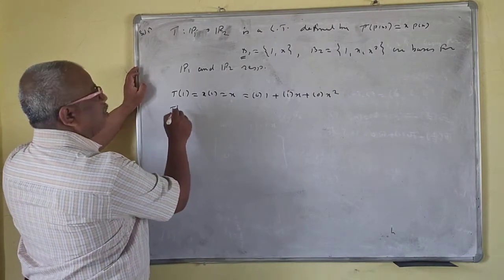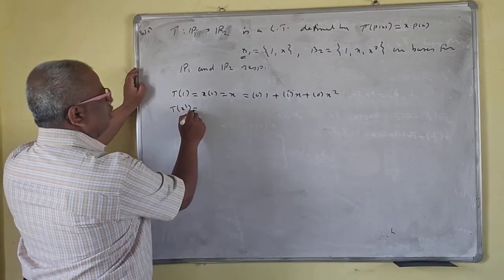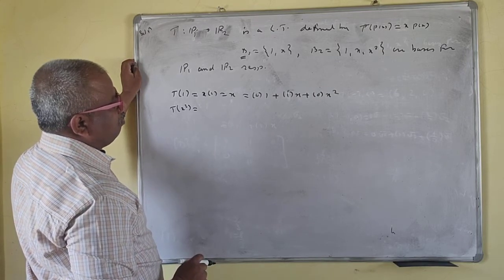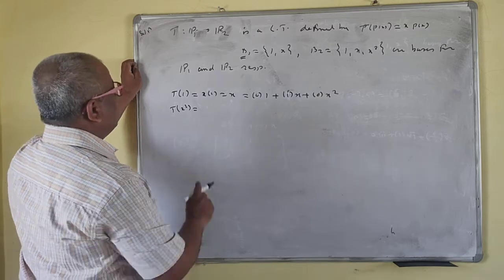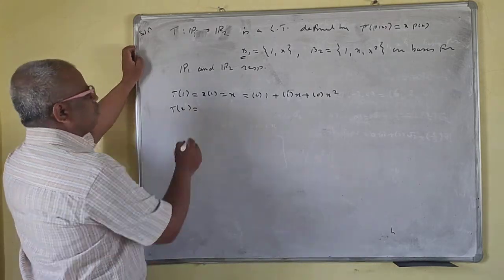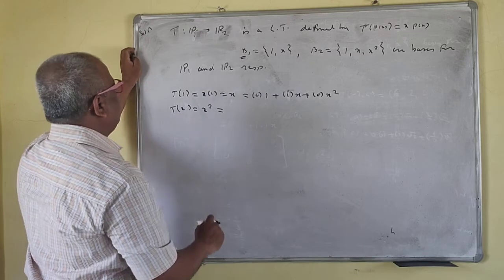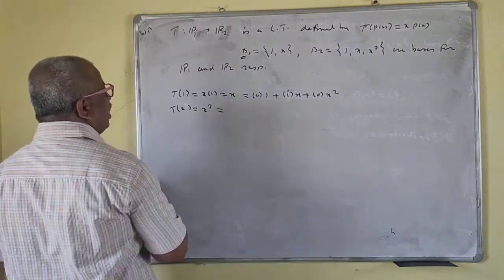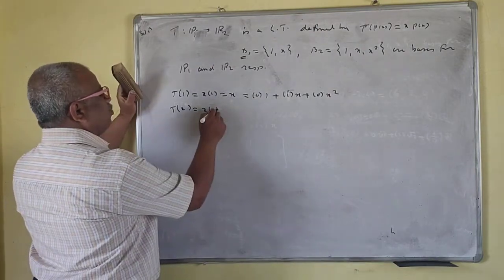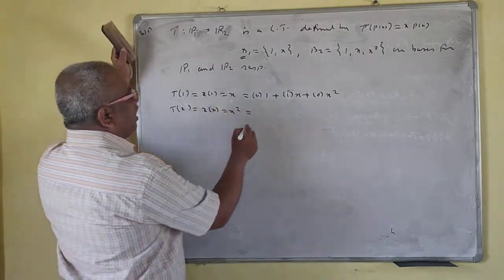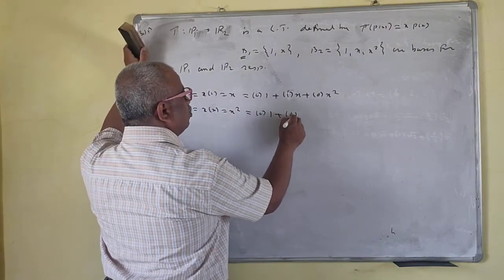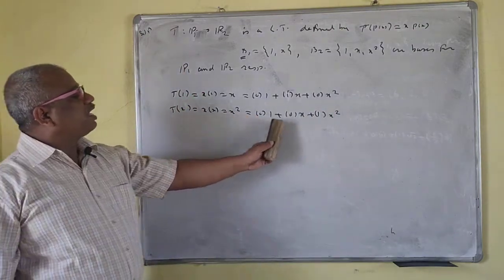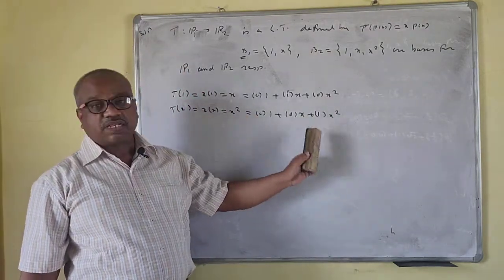Then T of the next vector, T of x, not x square. T of x is what? x times x, which is x square. How can we write this? 0 times 1, 0 times x, 1 times x square. So this x square is expressed as a linear combination of the basis vectors of the codomain.